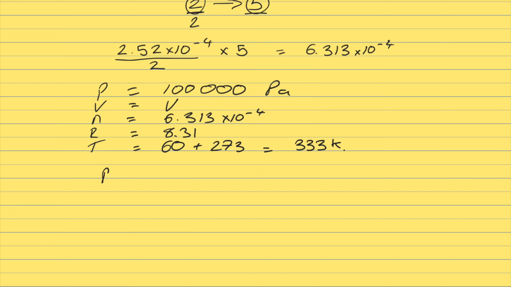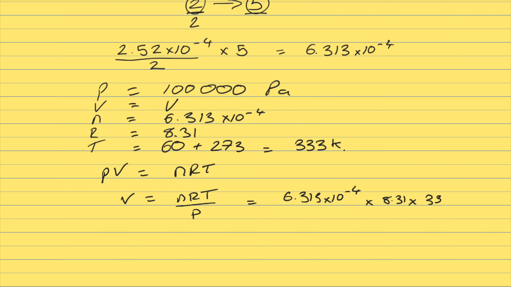So we're being asked for the volume. PV equals nRT, so volume is nRT over P, which is 6.313 times 10 to the minus 4 times 8.31 times the temperature, which is 333, divided by the pressure, which is 100,000, which equals 1.75 times 10 to the minus 5.